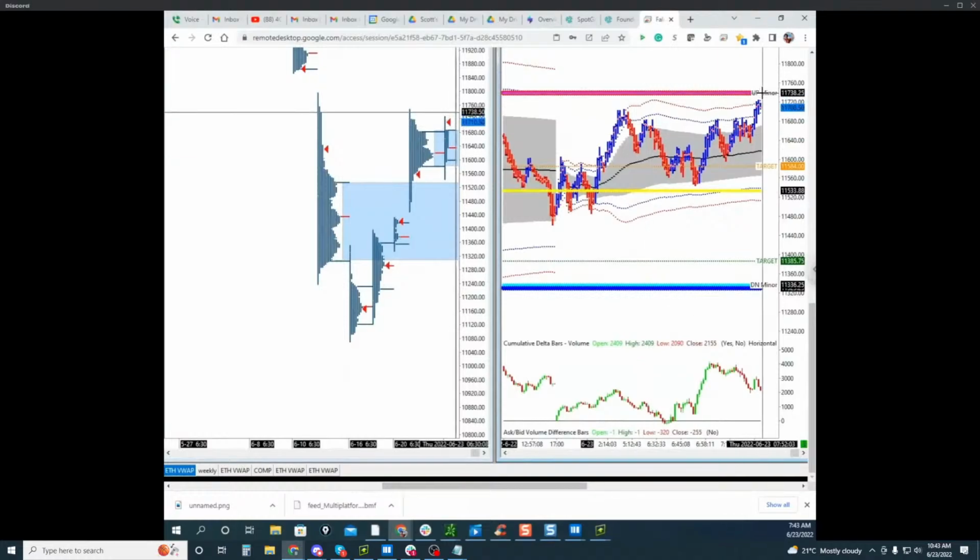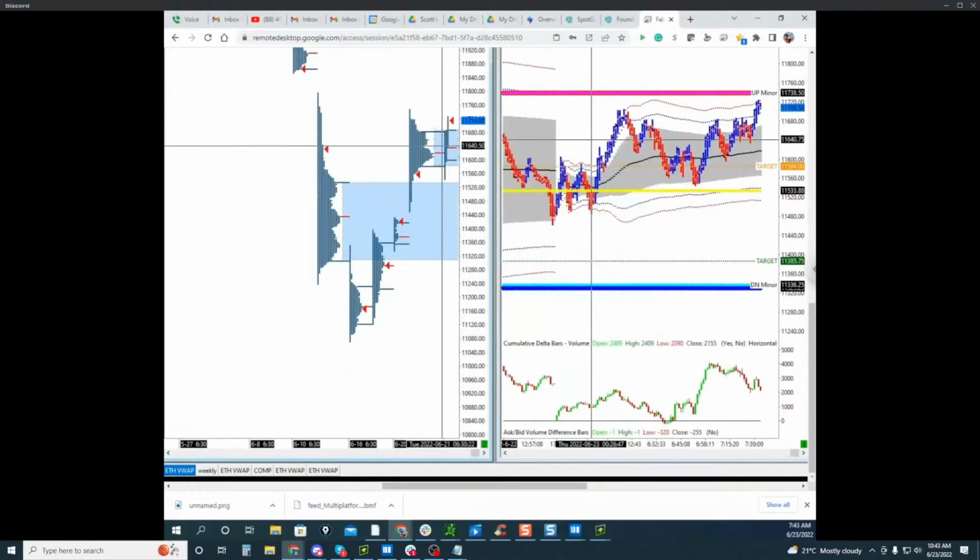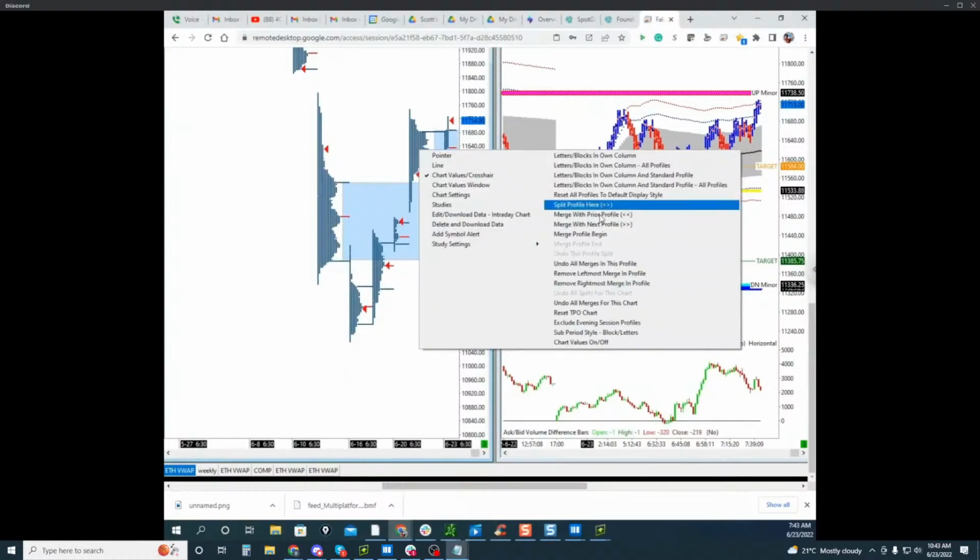So I'll give this a chance to get up here. One of the main reasons, as you can see, is we've busted out of this as well. This is a market profile composite. I believe this is a two-day. Let's take a look.